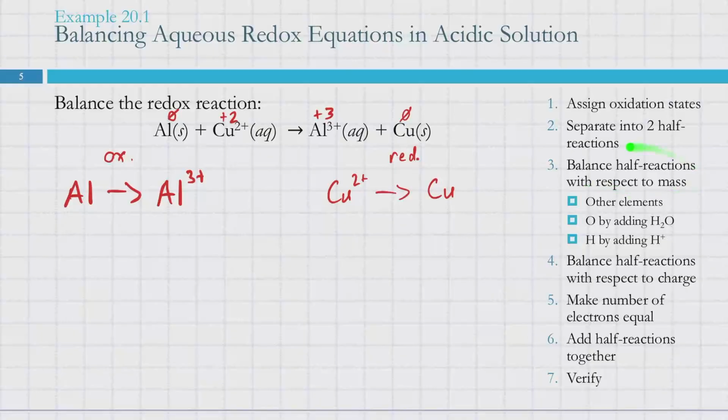For step 3, we balance the half reactions with respect to mass. So balancing other elements, things that aren't hydrogen and oxygen, they're already balanced. Balancing oxygen by adding H2O, we don't have any oxygen. Balancing hydrogen by adding H+, we don't have any hydrogen. So it's already balanced, and so we're just going to do the charge part. So now we want to balance our half reactions with respect to charge.